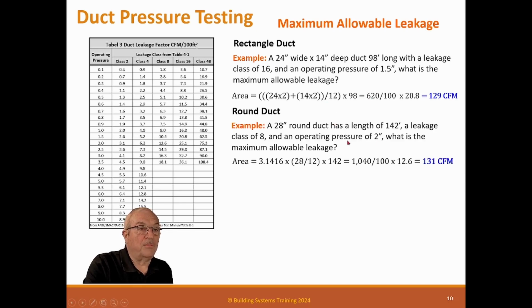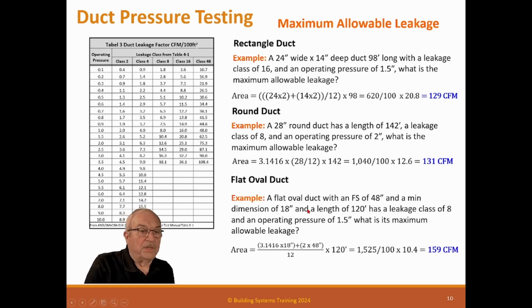So now for a round one, the 28-inch duct we did in the last one, 142 feet. If you look at it, it's a class 8, and class 8 is here. It's a test pressure of 2 inches, so 2 inches is 12.6. So here, the area is 3.1416, which is pi, times 28, divided by 12, times 142, is 1,040 square feet, divided by 100, times 12.6, equals 131.